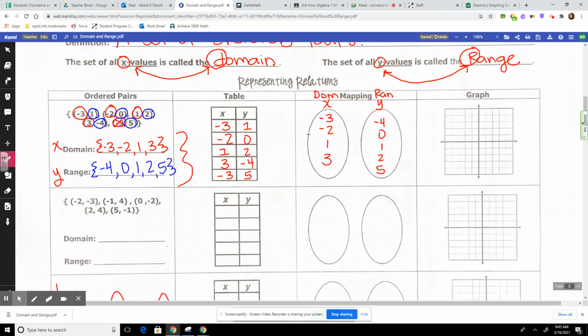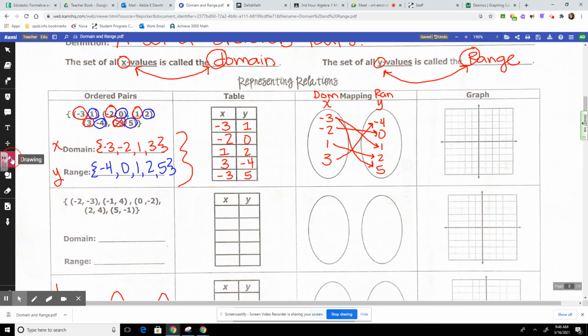And then to represent my ordered pairs here, I'm going to use arrows. I'm going to draw an arrow from -3 to +1 to represent (-3, 1). From -2 to 0 to represent (-2, 0). From +1 to +2 to represent (1, 2). From 3 to -4 to represent (3, -4). And from -3 to 5 to represent (-3, 5).